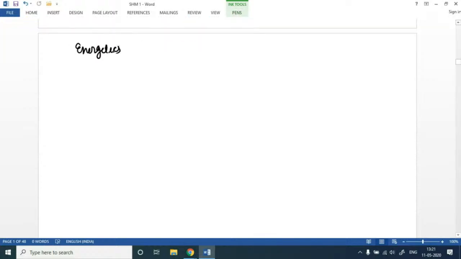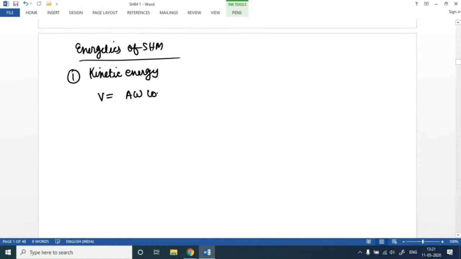Energetics of SHM. So first let's talk about kinetic energy. We have been representing V as a omega cos omega t, and as a function of x it was represented plus minus omega root under a square minus x square. So knowing the velocity, we will be very easily able to tell what would be kinetic energy, because that would be half mv square.